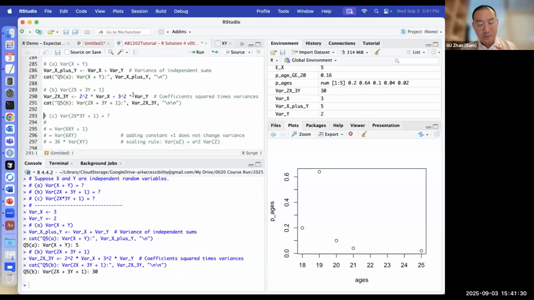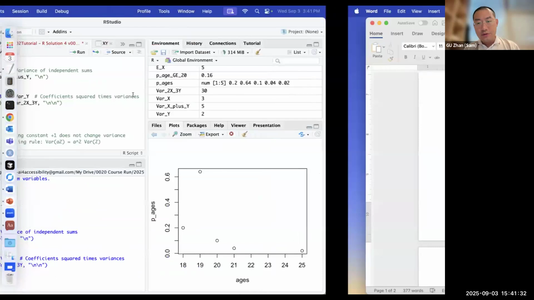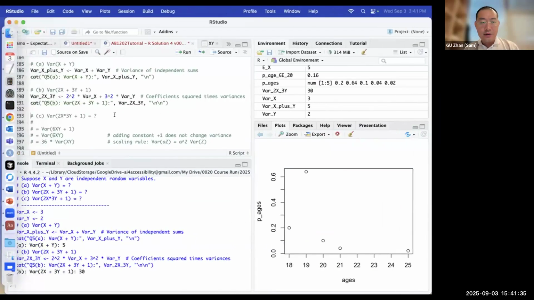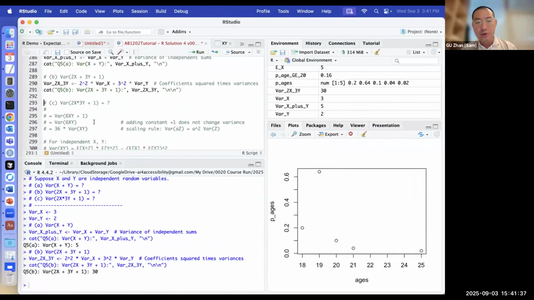So there's a sub question 3 that I added. Can you calculate variance of 2x times 3y plus 1 equals to 1? So variance of 6xy plus 1.